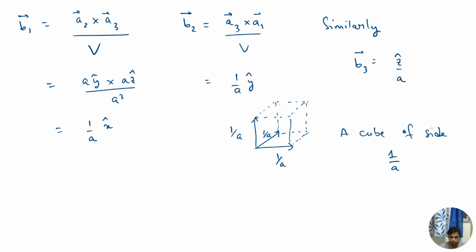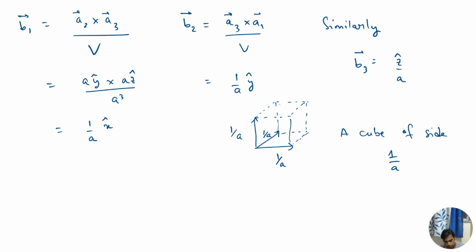So can we say that reciprocal lattice has unit which is inverse of wavelength? Inverse of wavelength means inverse of length, so it is the same. That is true.